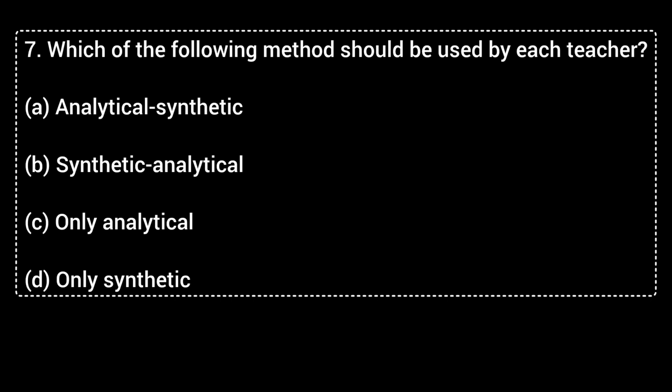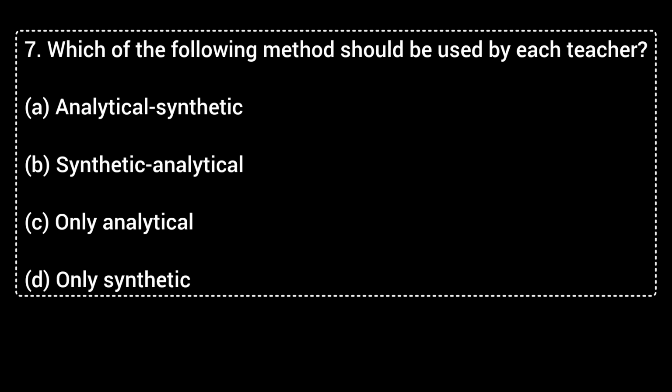The next question is, which of the following method should be used by each teacher? So the options here are option number A, analytical to synthetic, option number B, synthetic to analytical, option number C, only analytical, or option number D, only synthetic. Okay, so in order to answer, first we will have to understand these terms very carefully.